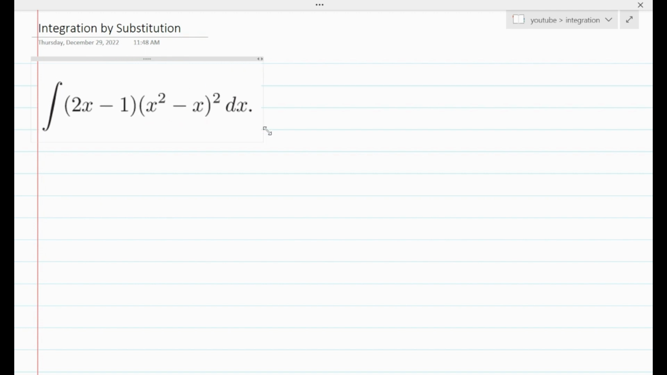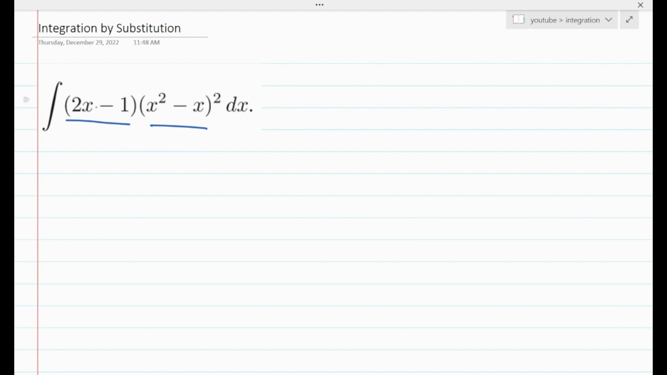Here's our first question. The question is the integral of (2x minus 1) times (x square minus x) whole square. The first thing we have to understand is what we want to pick for our substitution. The key there is if we differentiate one term, we should get the other term. As we can see, it's a product of two functions. The derivative of 2x minus 1 would be 2, which isn't x square minus x. However, if we differentiate x square minus x, we get 2x minus 1, which is something that we are multiplying over here.